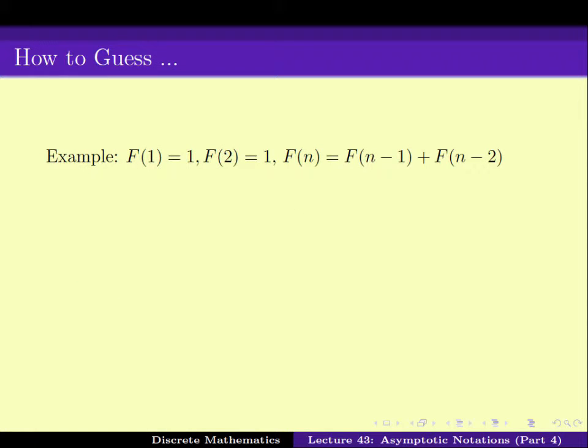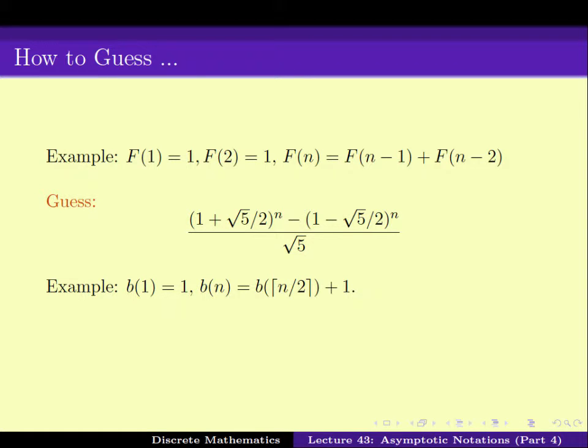But now there are recurrences of this form: F(n) equals F(n-1) plus F(n-2), the Fibonacci number recurrence. Guessing it is complicated because the actual formula is very complicated. And the other kind is when you have things like b(n) equals b(n/2) plus 1, and because of things like ceiling and floor, it's very hard to get a clean, neat, simple formula for b(n). And in that case, there is no guess that can exist.